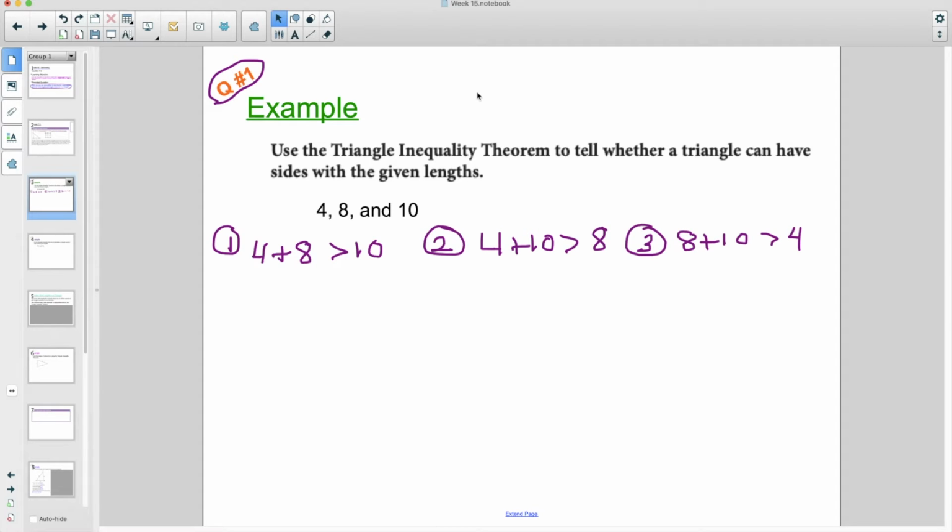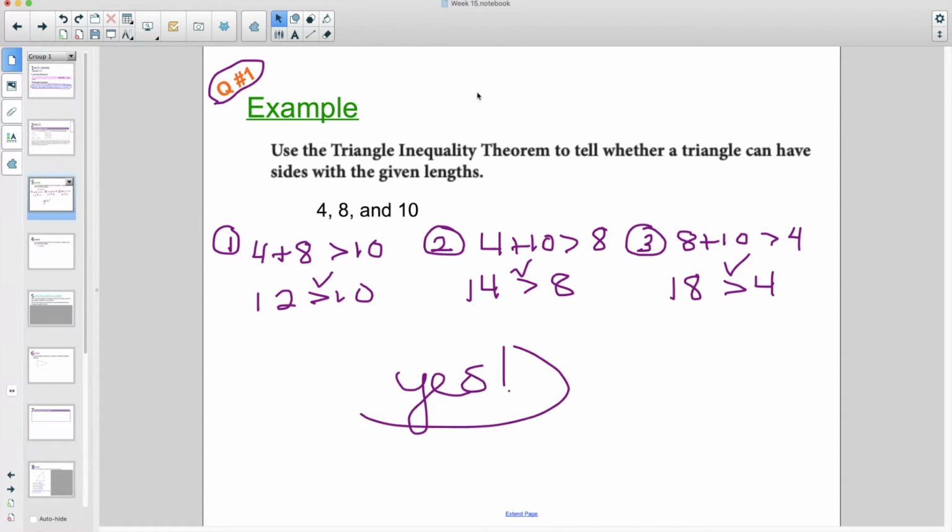Okay, so let's test these. So with the first one, if we add those together, we would get 12 is greater than 10. Well, that is true. Okay, we're looking for the other two to be true if these three lengths can work. All right, so next one we would get 14 is greater than 8. That is also true. Okay, let's do the third one. 8 plus 10, we get 18. That is greater than 4. Yes, that is true. So the answer is yes, right? We can form a triangle.